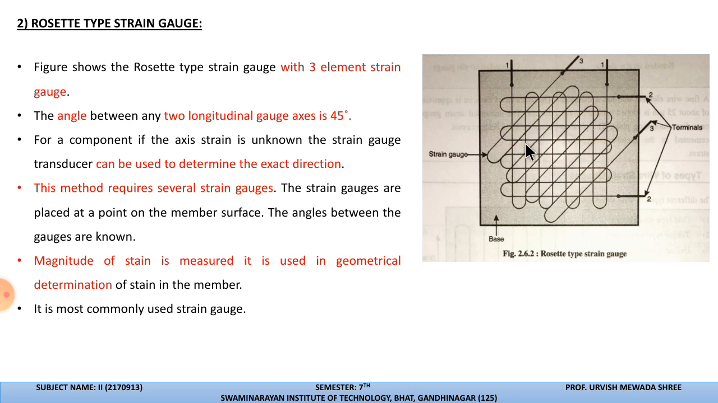By applying this stress and strain, we can determine the geometrical direction, or we can say the direction of the stress applied, with the help of this rosette type strain gauge. And this type of strain gauge is the most commonly used strain gauge for the transducer or for industrial instrumentation purposes. So this is the second type of wire strain gauge.